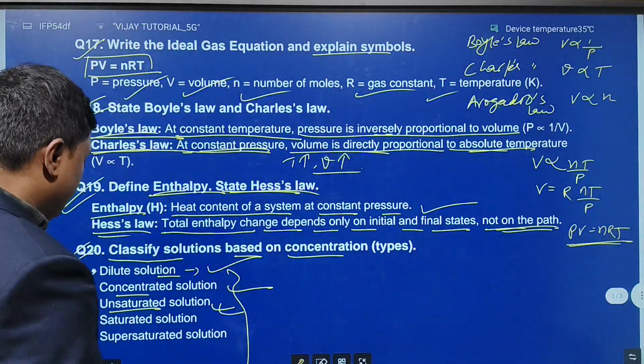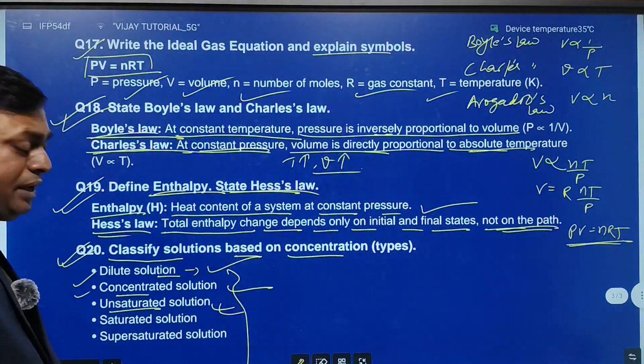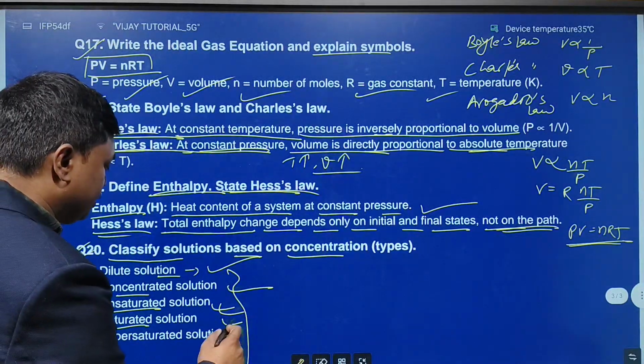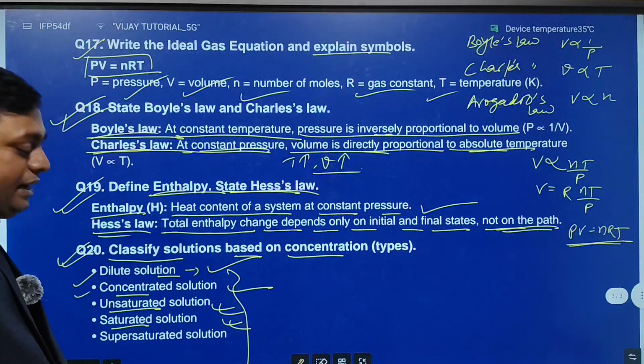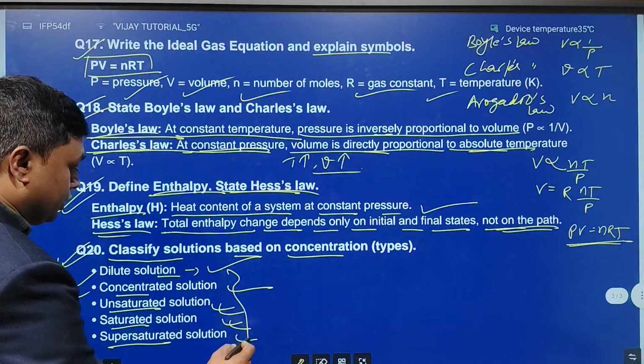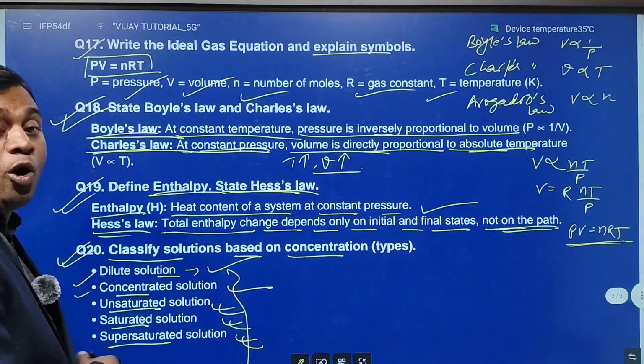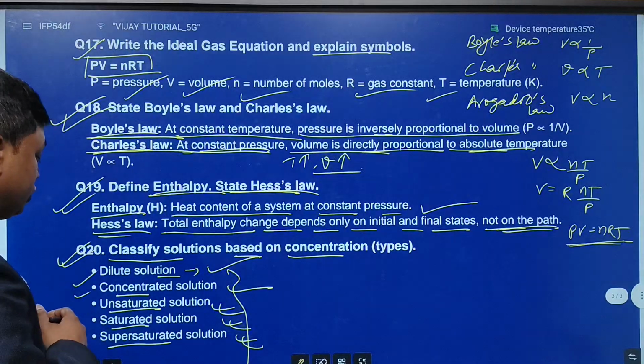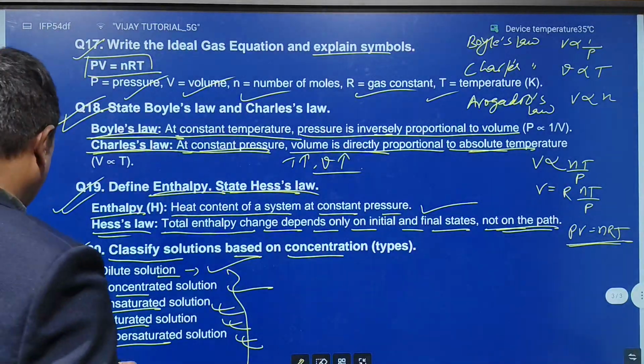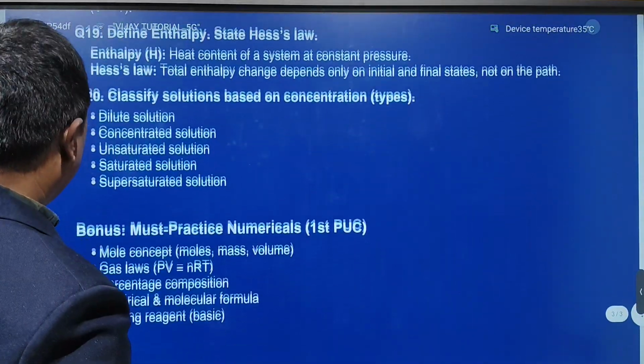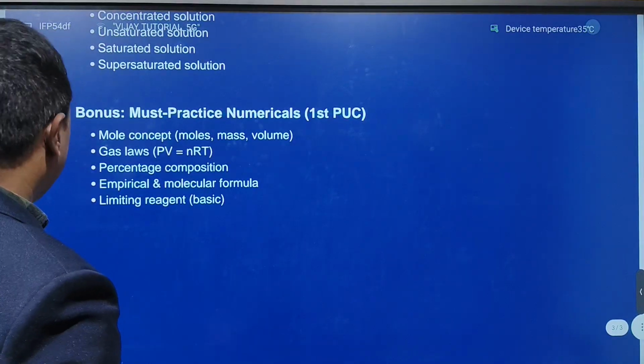Unsaturated solution is one in which more solute can be added. Saturated solution is one in which no more solute can be added. Supersaturated solution contains more solute than the saturated solution at constant temperature and pressure. These are the few important questions.